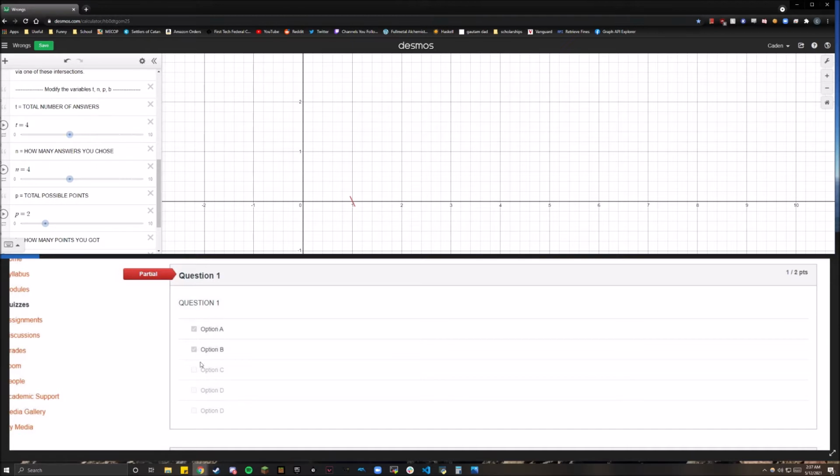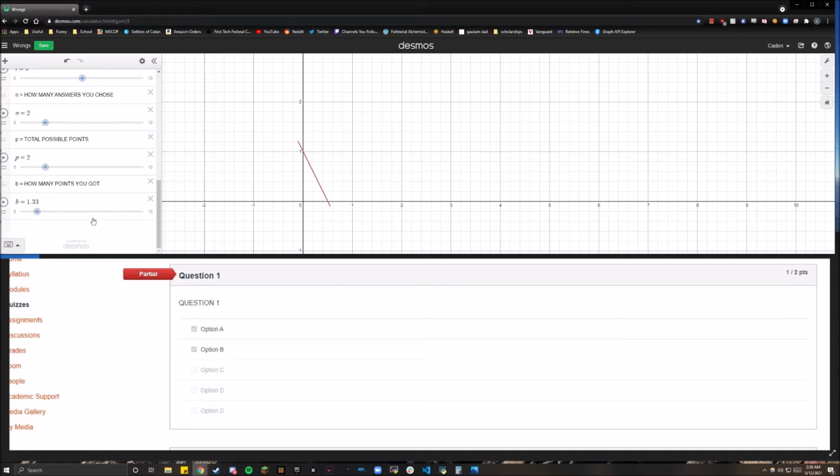How many total answers? There's 5 total answers. That should be option E. That's just a typo. 5 total answers. How many answers you chose? I chose 2. How many total possible points? I can get 2 points possible. And then how many points did I get?